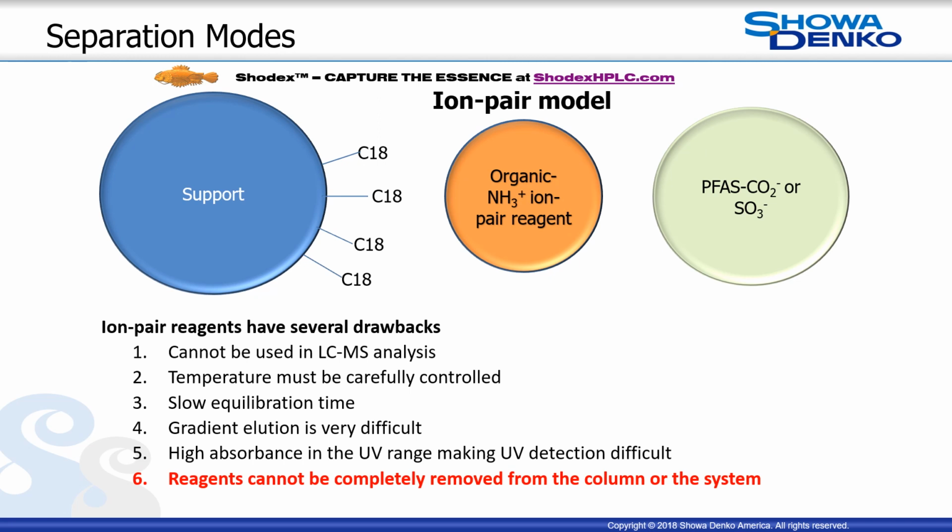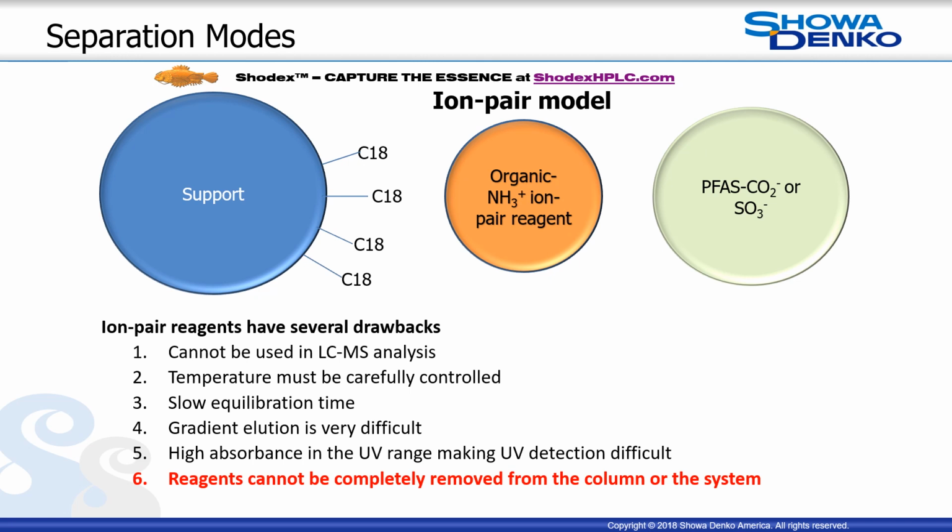Ion pair reagents have several drawbacks, however. They can't be used in LC-MS analysis. Well, they can, but it creates problems in the future. We'll get back to this one in a minute. Ion pair reagents are temperature sensitive, and elution is highly temperature dependent and must be carefully controlled. Ion pair reagents require slow equilibration time, thus large volumes of eluent are required. Due to the long equilibration time, gradient elution is not possible.